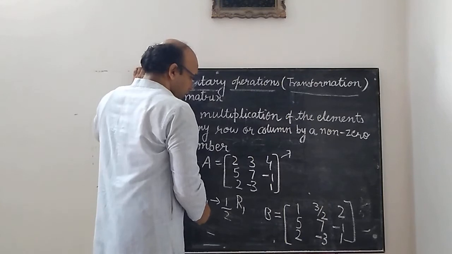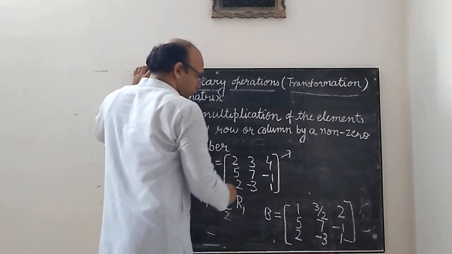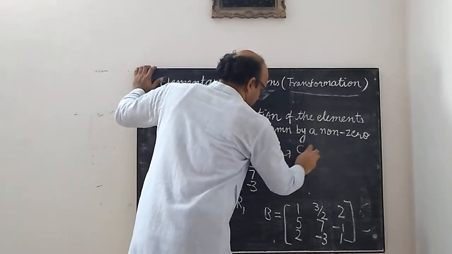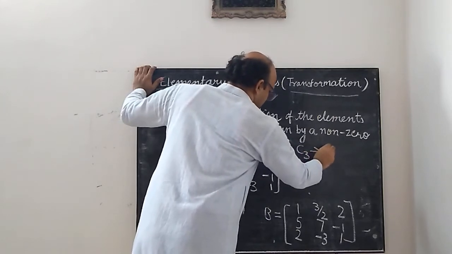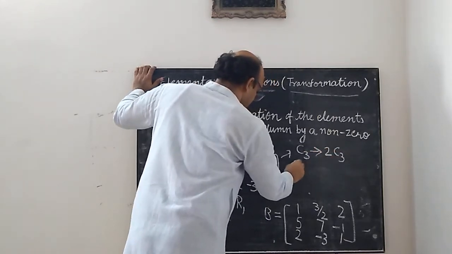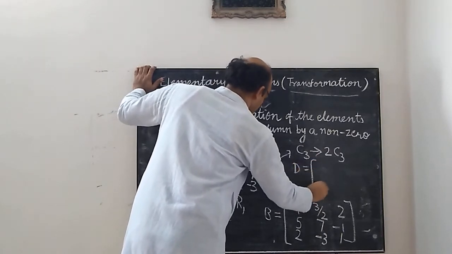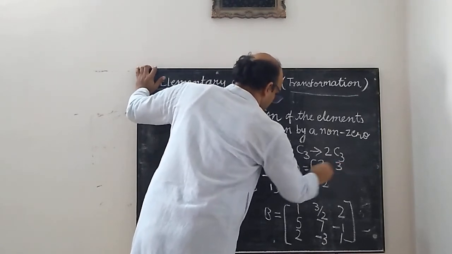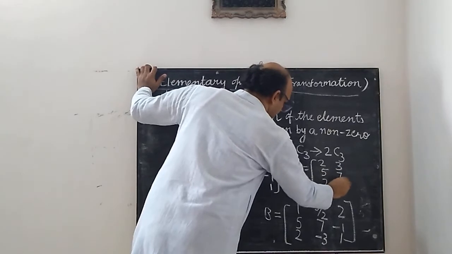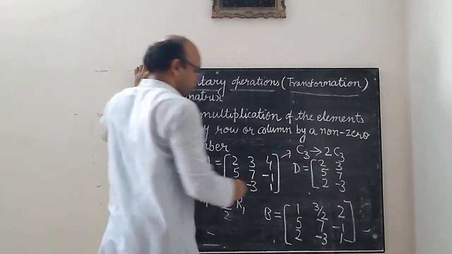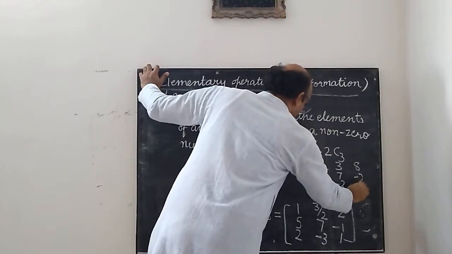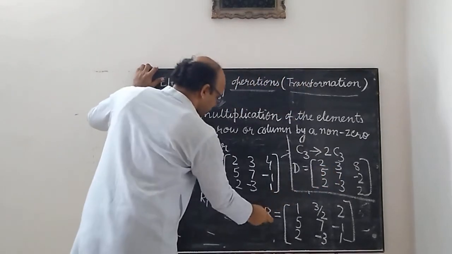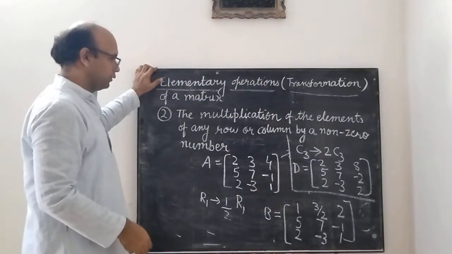Suppose you want to make it 8 or make it 12, you can perform any operation. Say C3 is say 2 times of C3, something like this, getting a new matrix D. So this is 2, 5, 2, 3, 7, minus 3. Now the change will occur in the third column, 8, minus 2 and 2. So this is for the column operation, this is for the row operation. Okay?